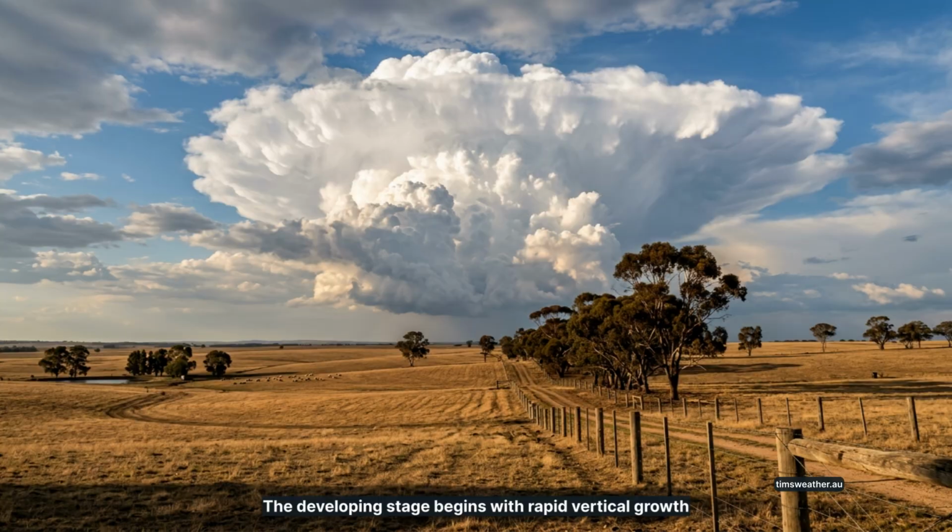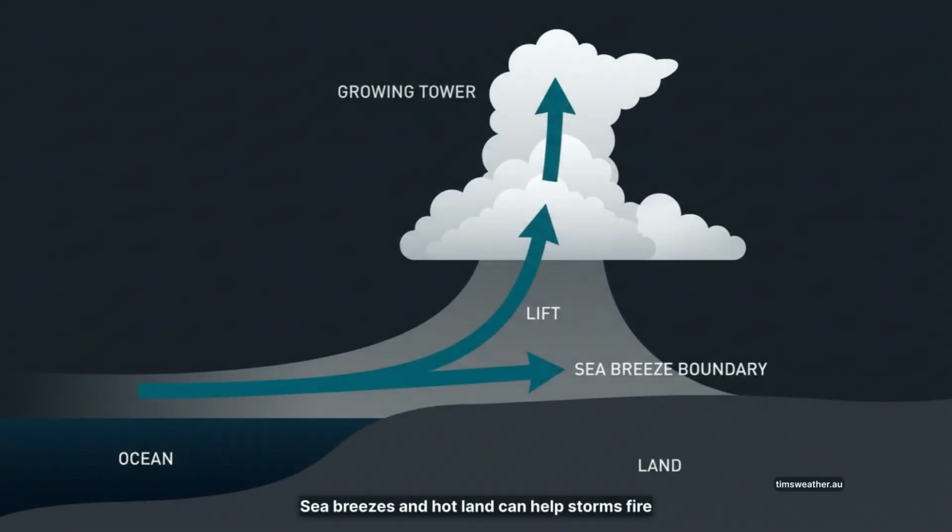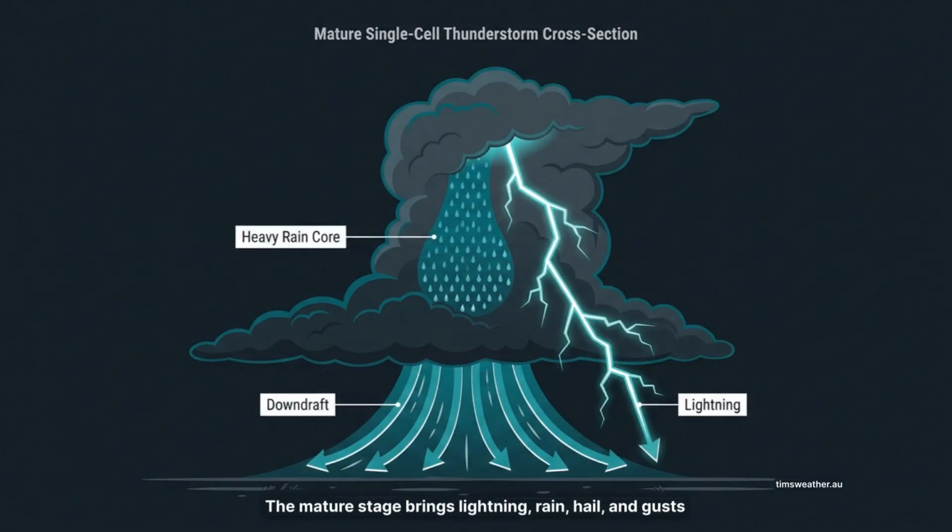The second stage is the mature stage, and this is when the storm becomes most dangerous. Water droplets and ice particles become too heavy for the updraft to hold. Rain begins to fall, dragging cooler air down with it. Lightning, brief heavy rain, small hail, and sudden gusty winds are most likely now. In strong pulses, lightning rates can become extreme, and a gust front can surge away from the storm, with winds over 70 kilometers an hour.